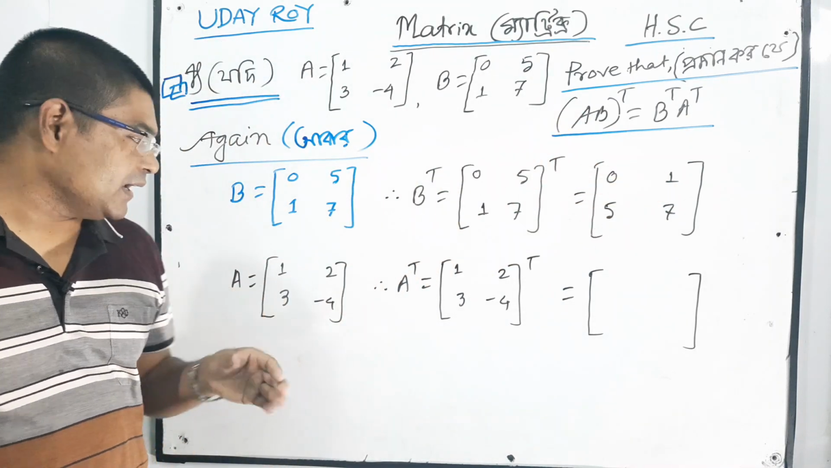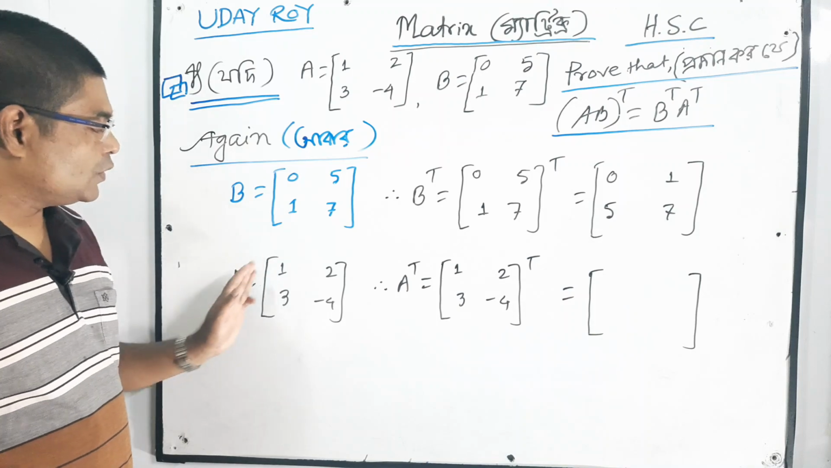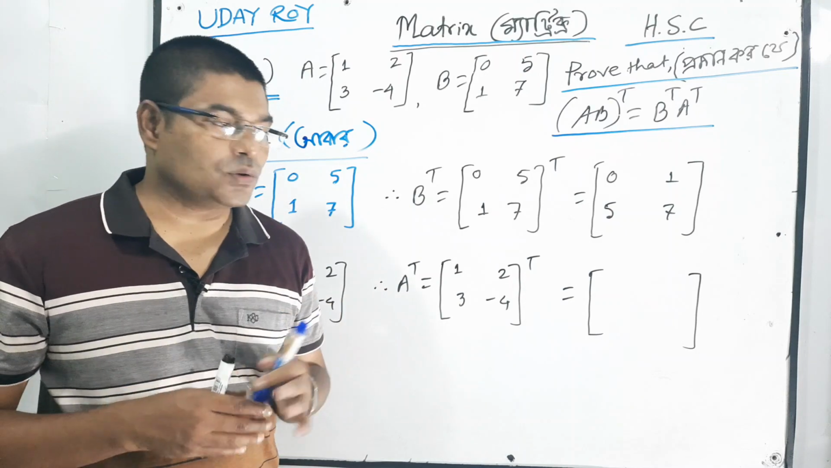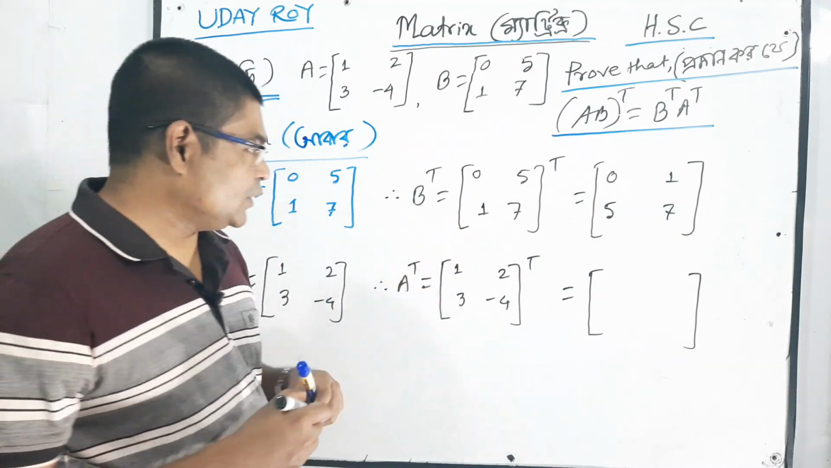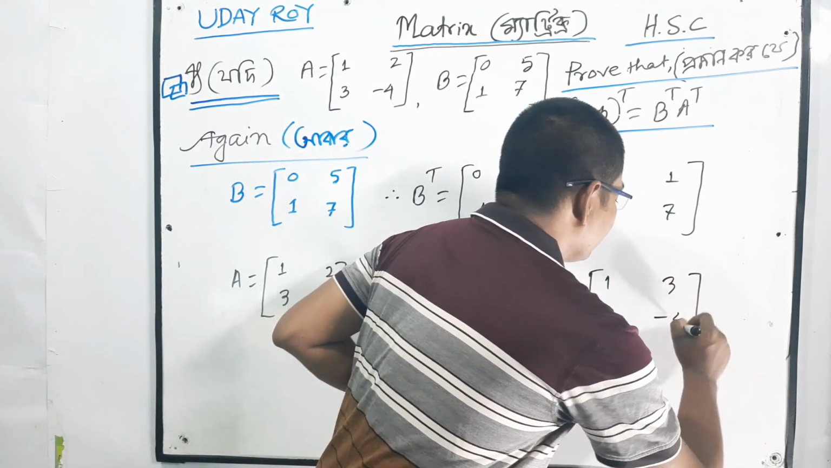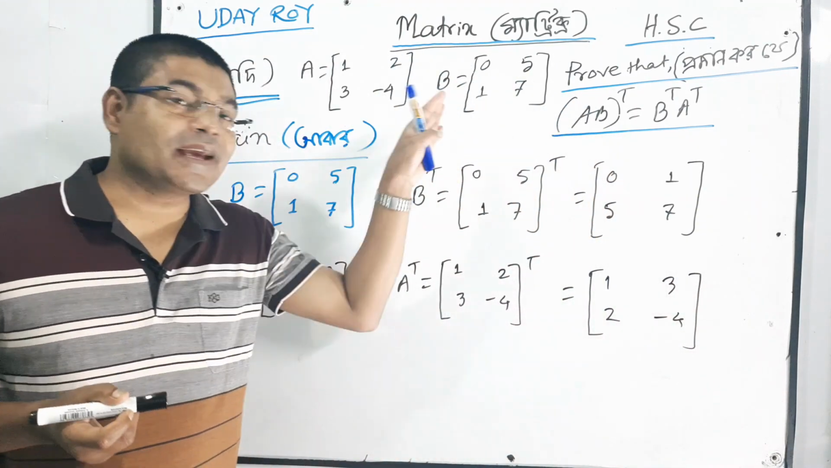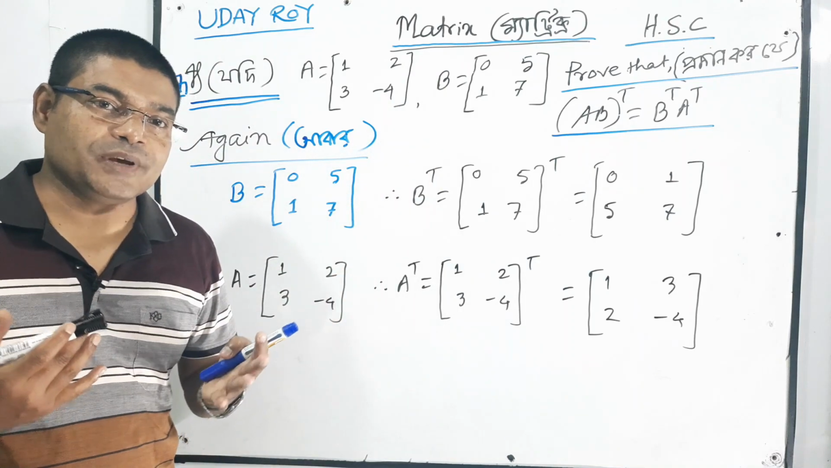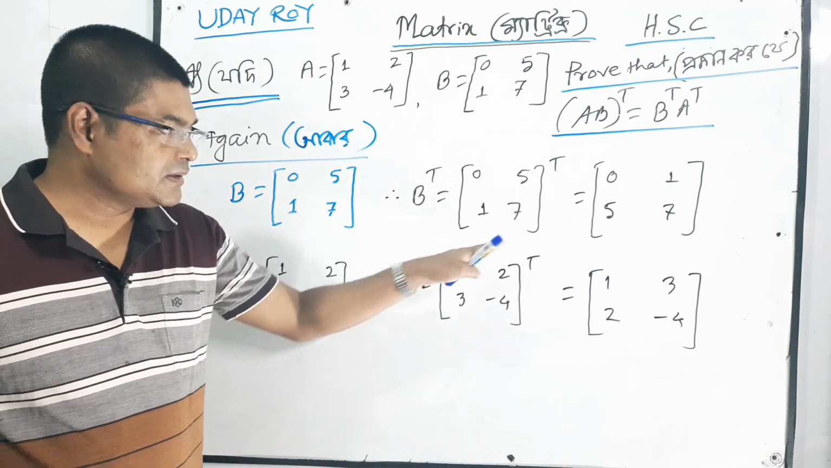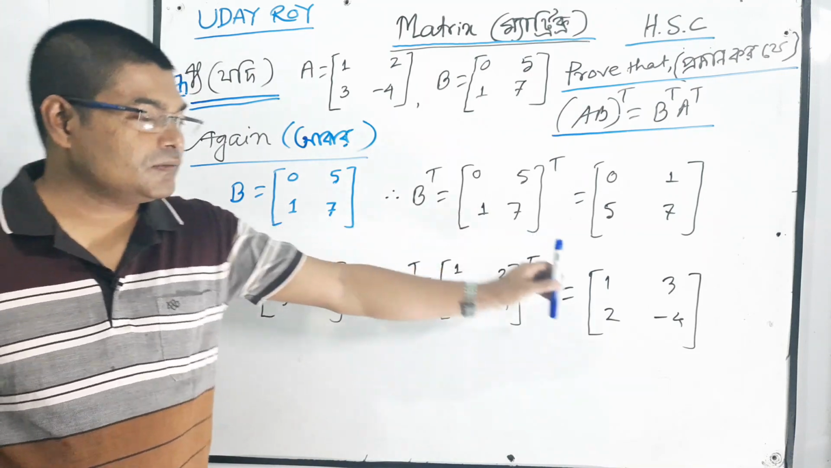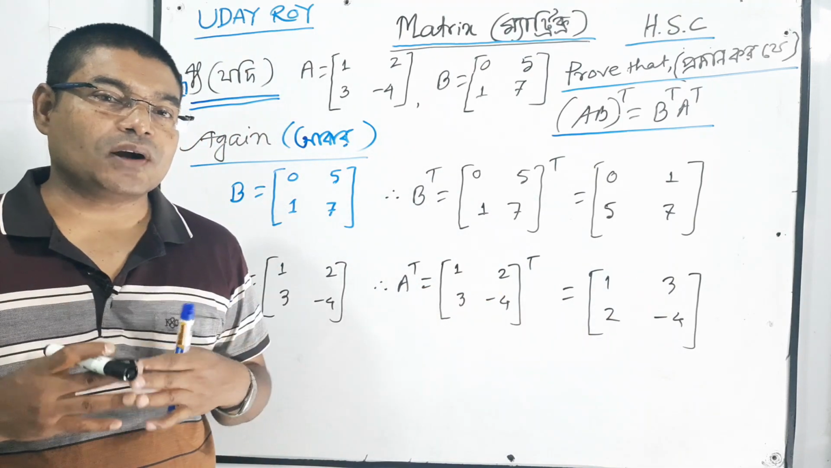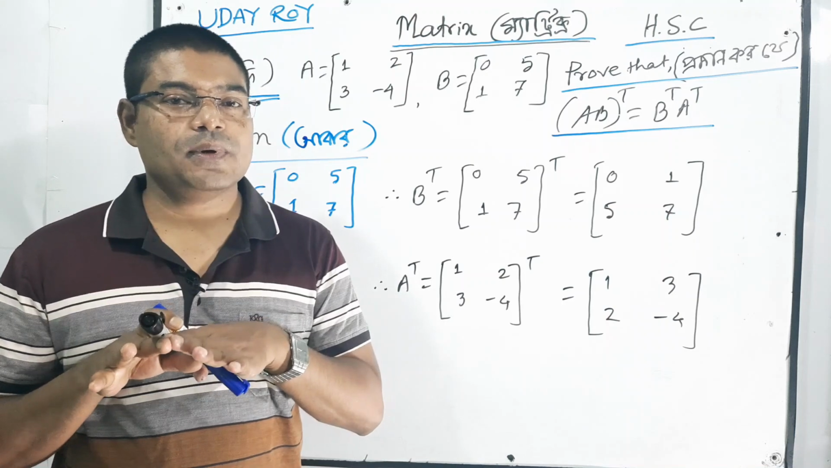Now come back. Here A is given, 1, 2, 3, minus 4, and we convert it into the transpose matrix. 1, 2, here is 1, here is 2 and 3, minus 4. We did A, and in the same way we will do B. You first have to write A, then the transpose sign, first row first column, second row second column. So we have got the transpose of A and the transpose of B.